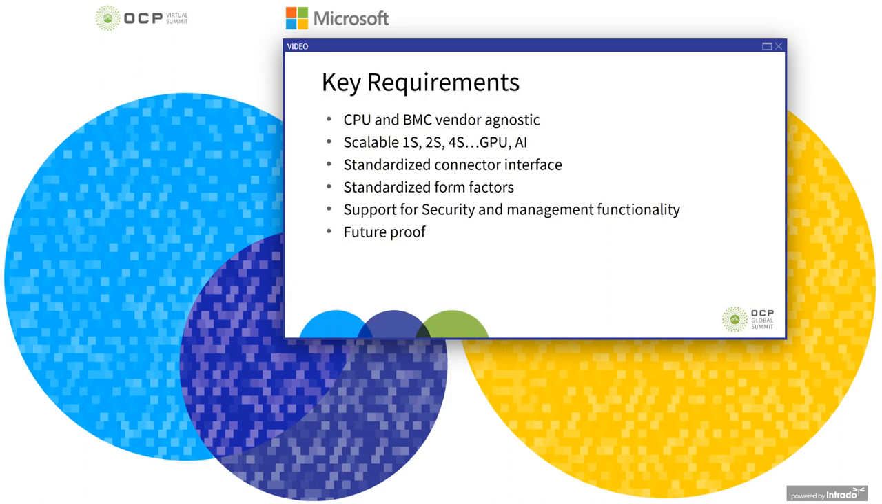So going over some key requirements, the spec aims to be CPU as well as BMC vendor agnostic. It is scalable across multiple sockets as well as GPU and AI based systems. The signals across the connector interface are standardized. The form factors supported are standardized. It supports security and management functions. It attempts to be future-proof using reserved signals as well as by allowing for future expansion of signals via the serial GPIO interface.